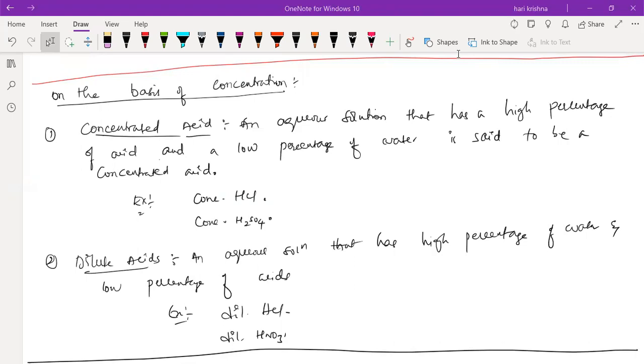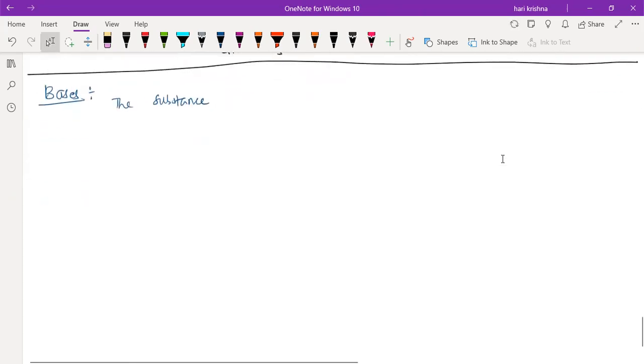So is it a high percentage of water and a low percentage of acids? High percentage of water and low percentage of acids. Yes. Okay, I'll write neatly. Fine. Yes, sir. What is the base definition, Yuktasri?